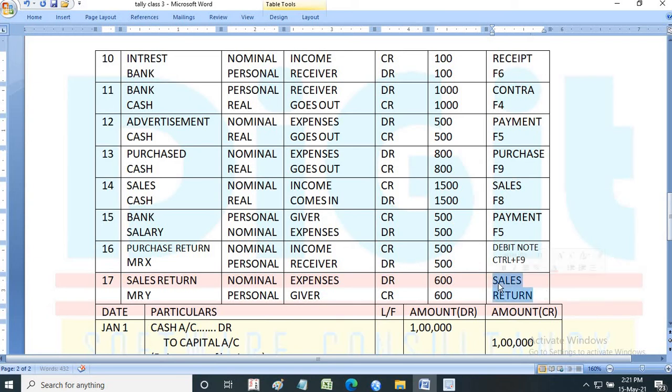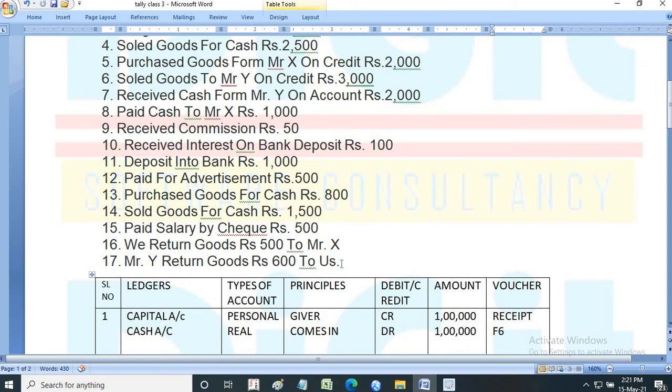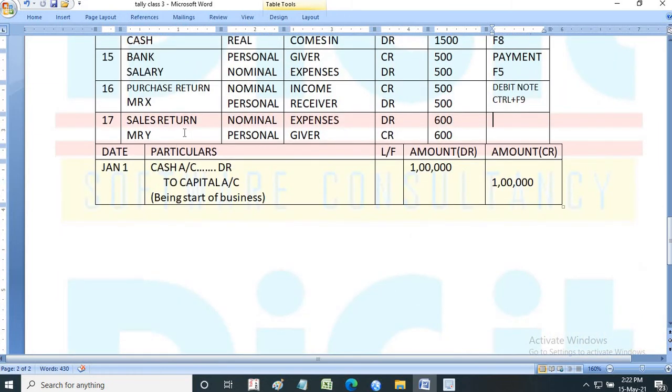And the last one, Mr. Y returned goods of rupees 600 to us. Mr. Y, whom we sold to before, is returning us these goods worth rupees 600. So for this, we will create a sales return account. This is also a nominal account, and this time it will be an expense, because it's the opposite of purchase return. At the time of selling we are earning money, right?